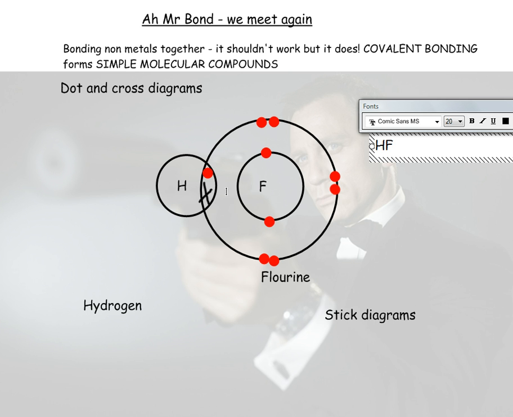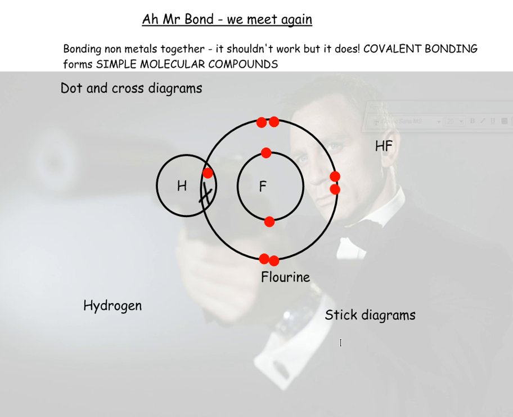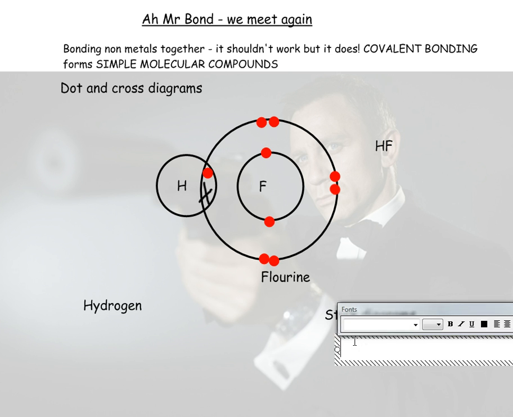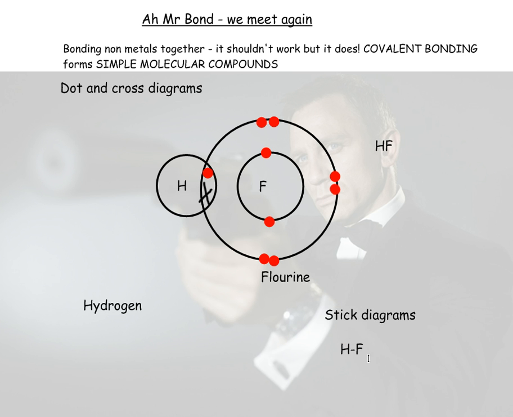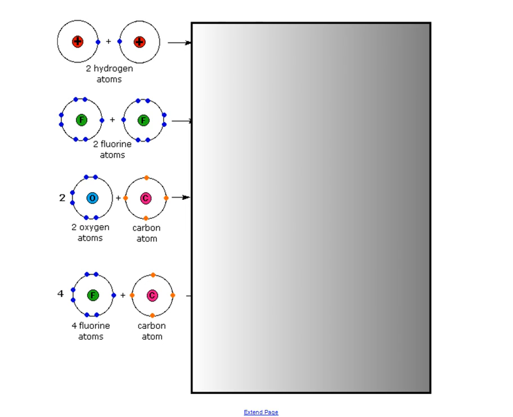HF, sharing 1 electron. We've got a dot and cross diagram there looking like this, and a stick diagram is when you say, okay, here is the H and they're sharing 1 electron, so you put 1 line like this, HF. That is the stick diagram, HF. If it was HCl, that would be hydrochloric acid, a bit more obvious. Okay, that's that. Let's have a look at some other ones then.